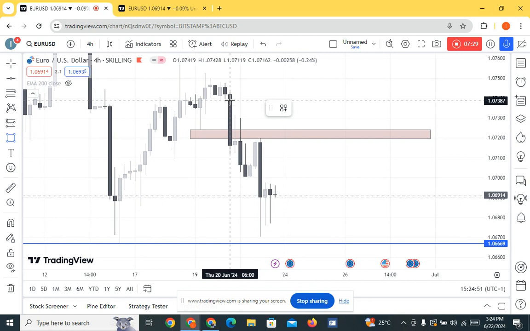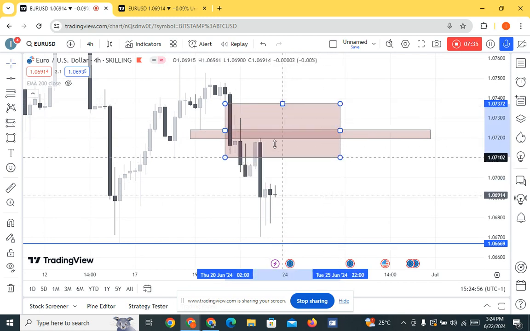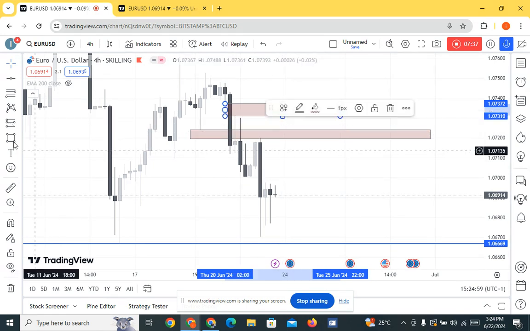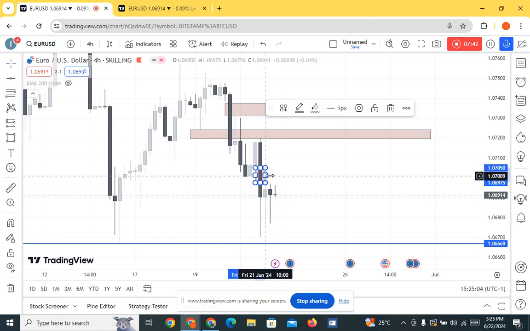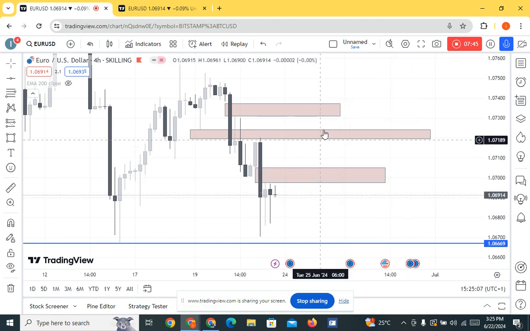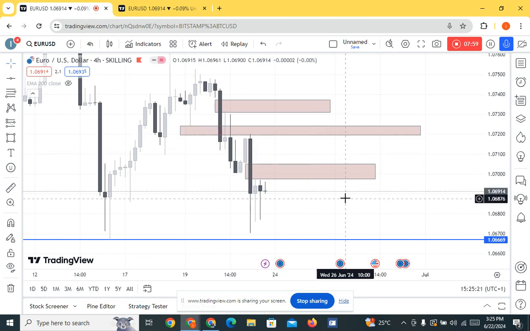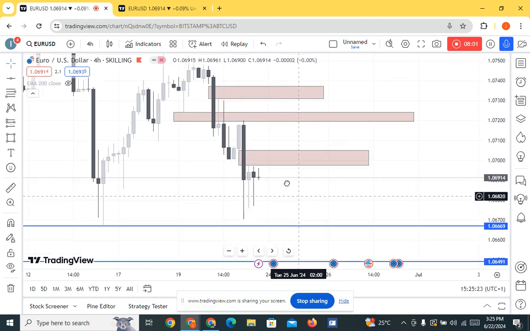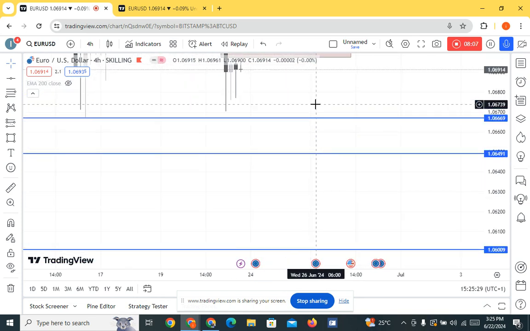Then wait for price to start creating bearish fair value gaps like this and this. Now, when price moves up to this fair value gap and then starts creating bearish fair value gaps like this, we can take our trade inside of these bearish fair value gaps on a 15-minute time frame using sharp turn entry, targeting these levels down here.